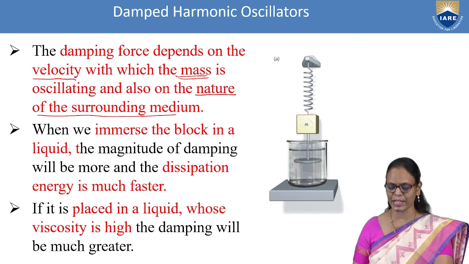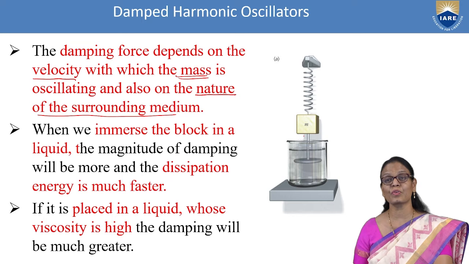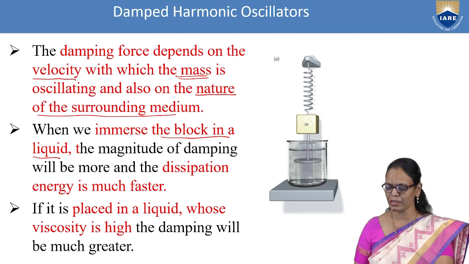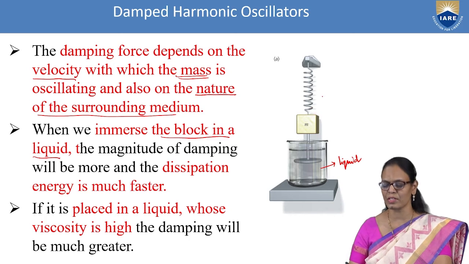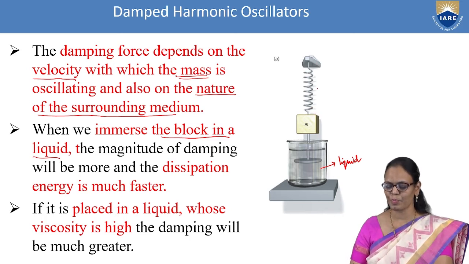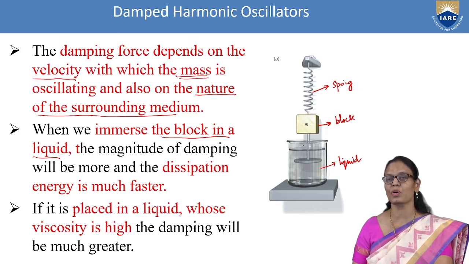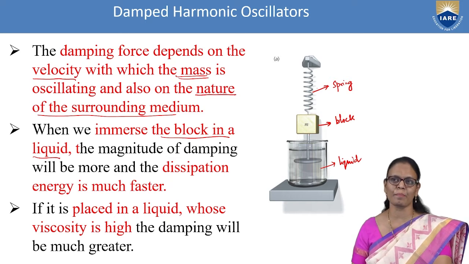So for example, we'll take a block which will be immersed in a liquid now. We'll take some liquid. You see here, this is the liquid in a beaker. The same system we have considered. This is a rigid support. This is the spring. And this is the block. When we just displace the block, disturb it and leave it, it keeps on oscillating. Before, we have seen what happens when it is moving in air. Now we are considering if it is kept immersed in a liquid, then what happens?